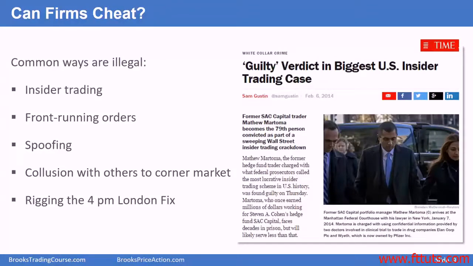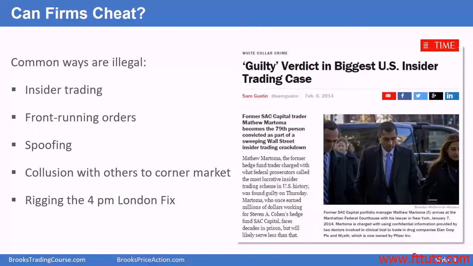All of the common ways that firms use to cheat are illegal. Insider trading, front-running orders. You place an order, the firm sees your order. They do not put your order in the market. They place one right before yours, and then the market goes, let's say you want to buy it, the market goes up, and then they fill your order at a higher price.